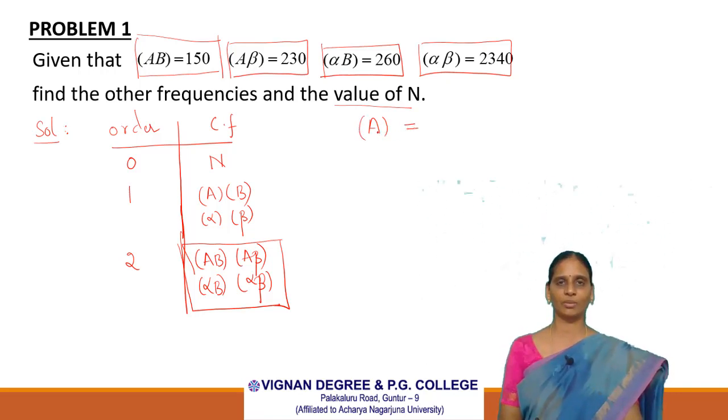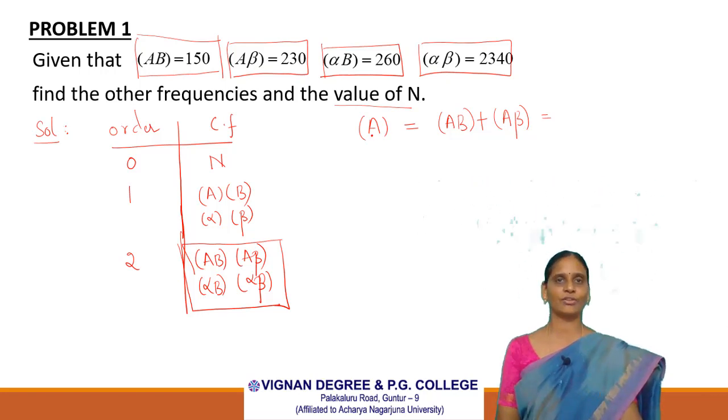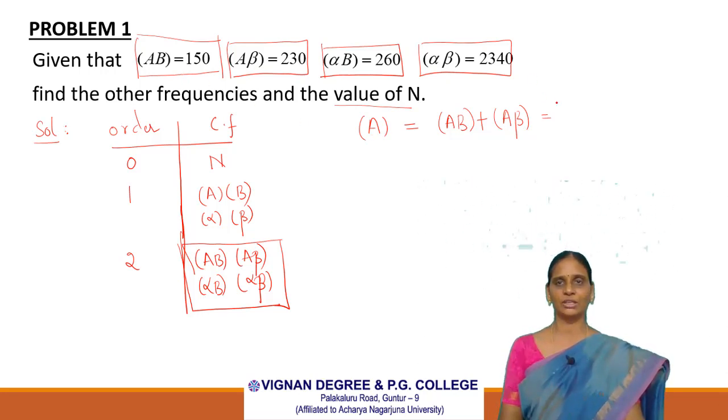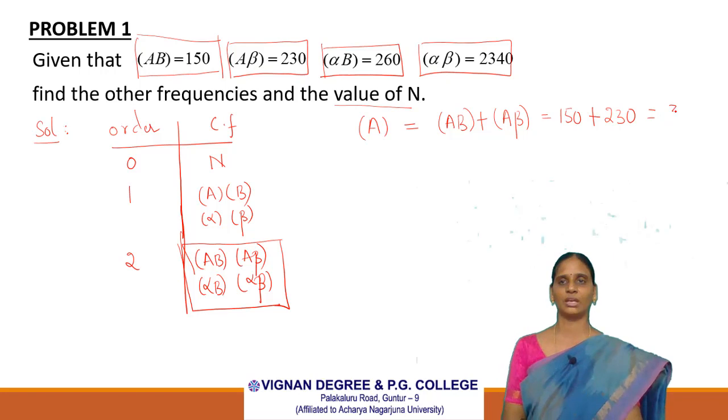The relation for frequency of A is frequency of AB plus frequency of A beta. Now we have to substitute the values of frequency of AB and frequency of A beta. Frequency of AB value is 150 plus frequency of A beta is 230. 150 plus 230 is equal to 380.